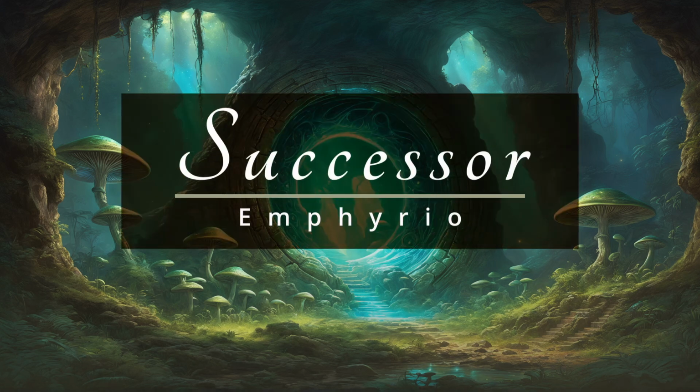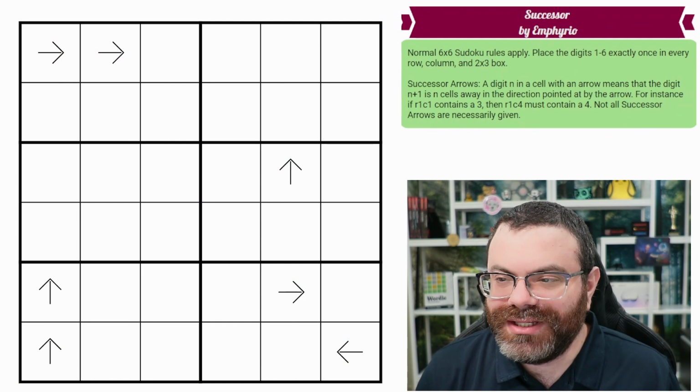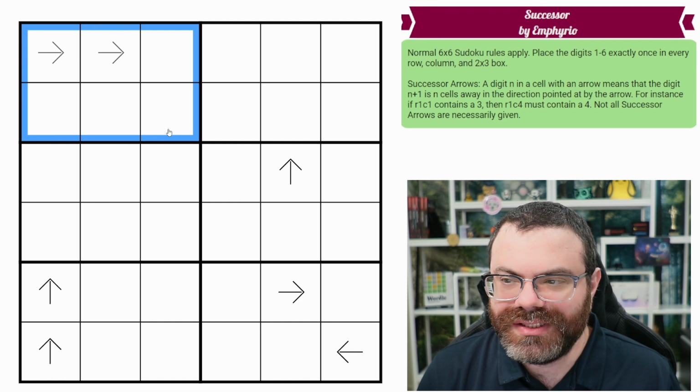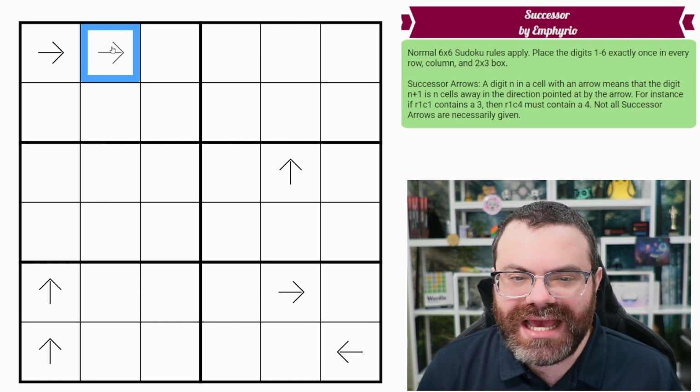Hello, let's continue our Sudoku adventure with Successor by Emphyrio. So we have normal 6x6 Sudoku rules. That means in every row, every column, and every 2x3 box, we are placing the digits 1 to 6 exactly once each. We also have these arrows in the grid.